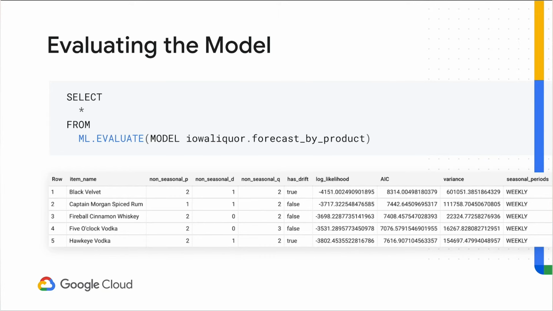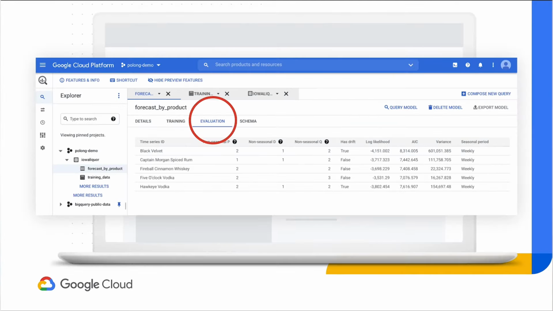So in terms of these columns, we have the PDQ, whether or not these models have drift, the log likelihood, the AIC, the variance, and seasonality. And for seasonal periods, this can be any combination of daily, weekly, monthly, quarterly, yearly, or no seasonality whatsoever. And in these cases, for these particular items, from Black Velvet to Hawkeye Vodka, only weekly seasonality was detected by BigQuery ML.